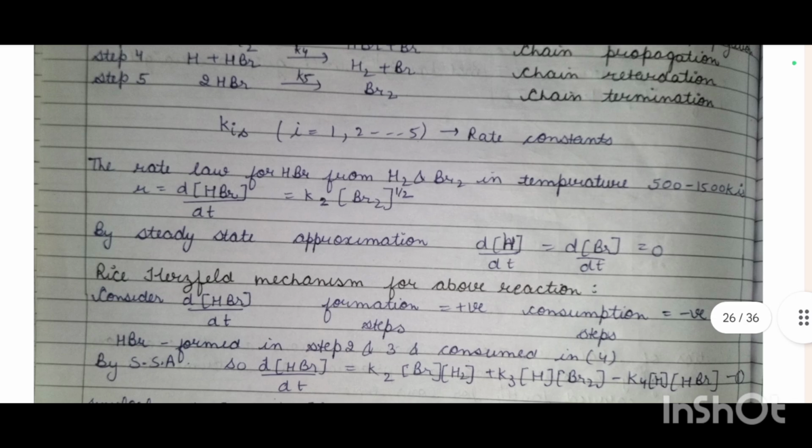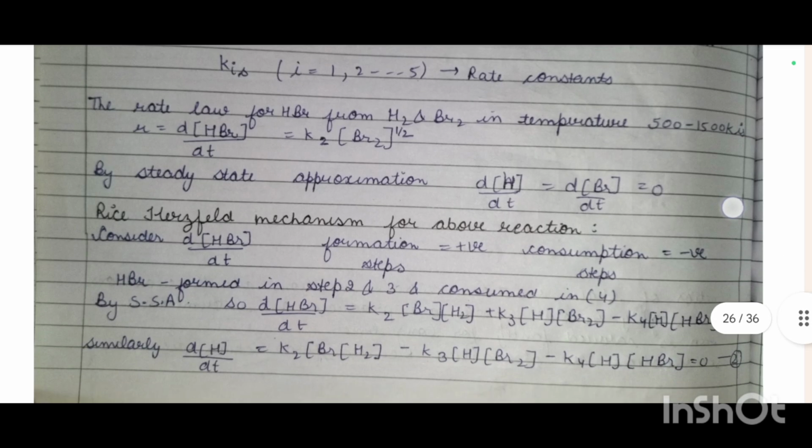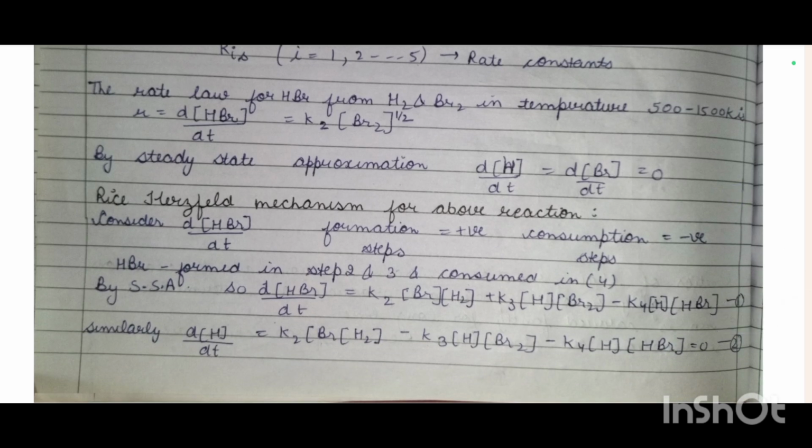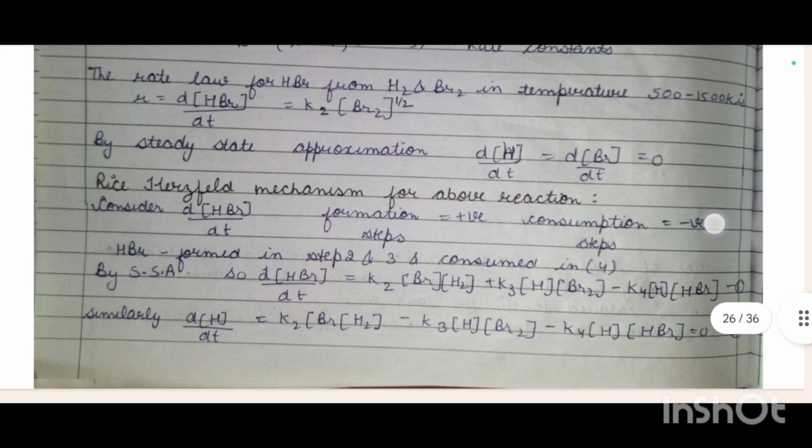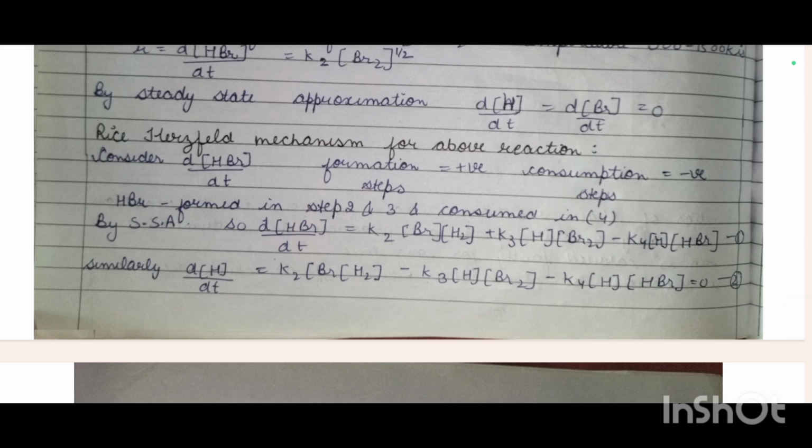The rate law for HBr formation from H2 and Br2 in the temperature range 500 to 1500 K is R = d[HBr]/dt = k[H2][Br2]^(1/2). By the steady state approximation, d[H]/dt = d[Br]/dt = 0. Consider d[HBr]/dt: the formation step has a plus sign and the consuming step has a negative sign.